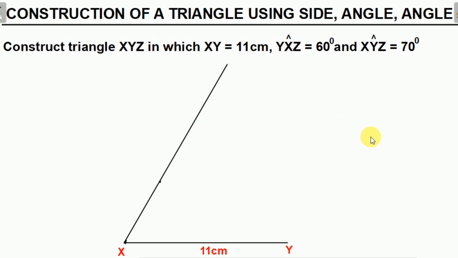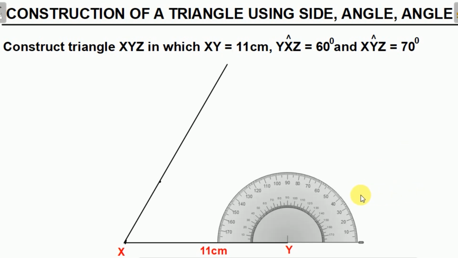Then the next thing we've been told, angle XYZ is equal to 70 degrees. So we've been told the angle is at Y there, so it is 70 degrees. So let us measure 70 degrees. So we're going to put our protractor at point Y. So we have our 10, 20, 30, 40, 50, 60, 70. So we're going to put a dot here.